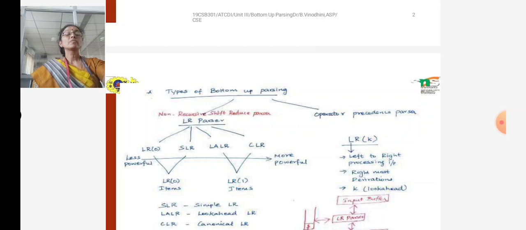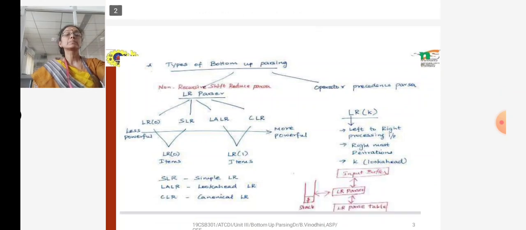So what is LR(k)? In LR(k), the first L stands for left to right: we parse the input string by scanning it from left to right. The second R implies that it uses the rightmost derivation. Then k is the look-ahead. Based on the type of parser, we can use a single input symbol or more than one input symbol to parse the input string. So this is the specification and definition of the LR(k) parser.